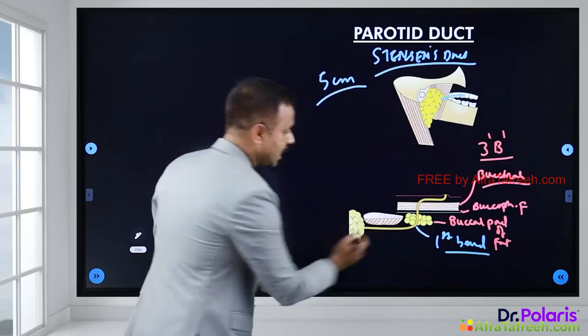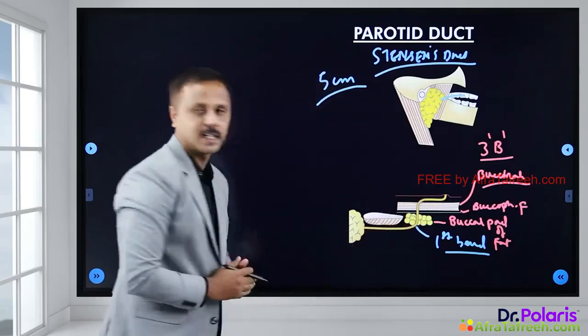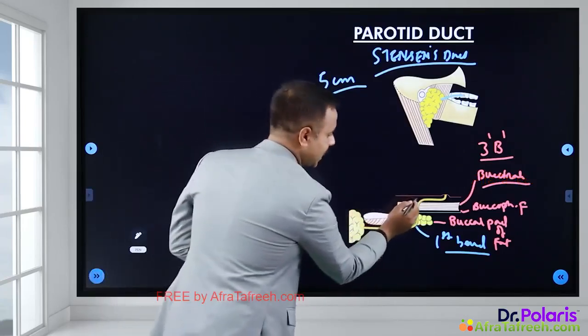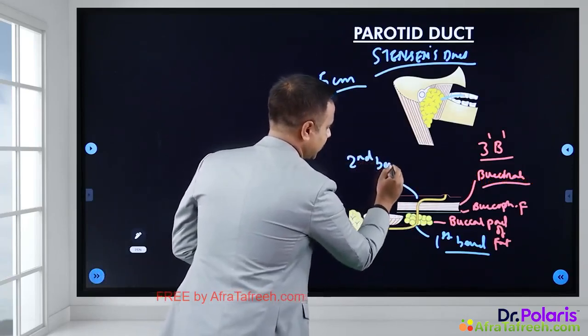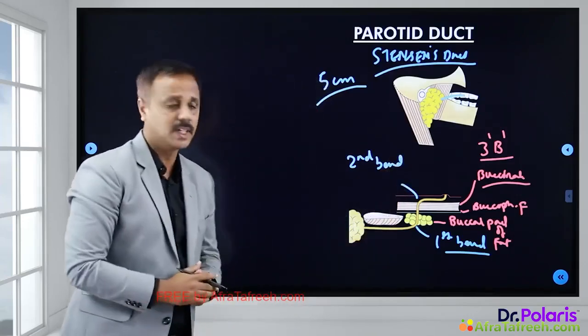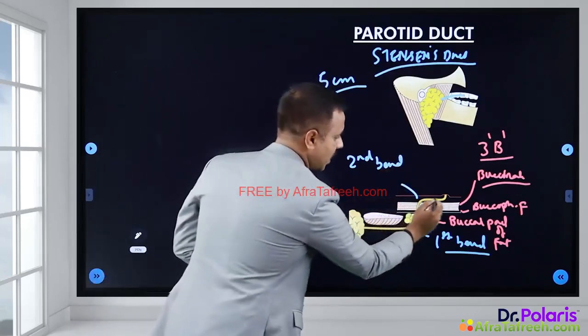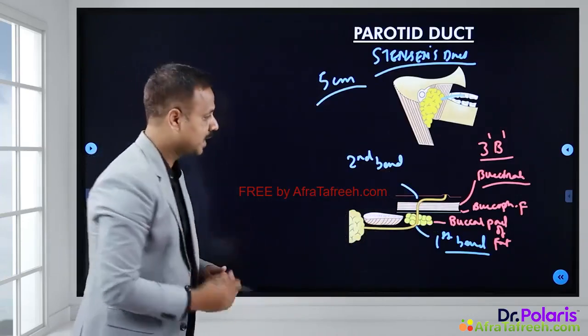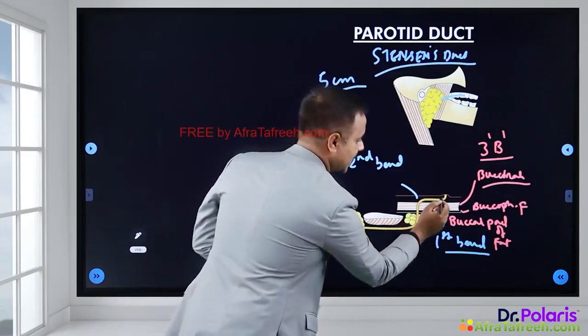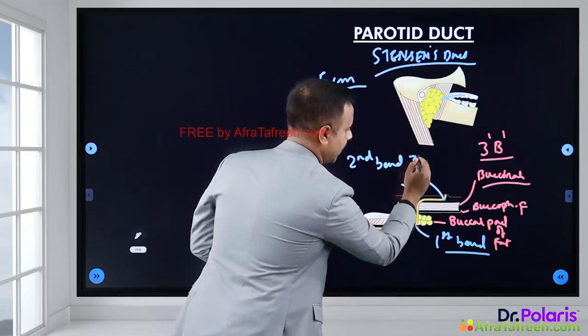Fine. Once it pierces the buccinator muscle, it takes its second bend. This is the second bend. After that, it passes horizontally over the deep surface of the buccinator muscle, and then what happens is it takes its third bend.